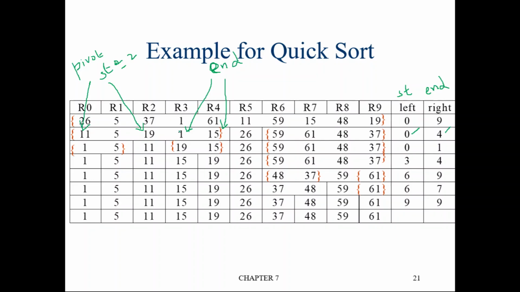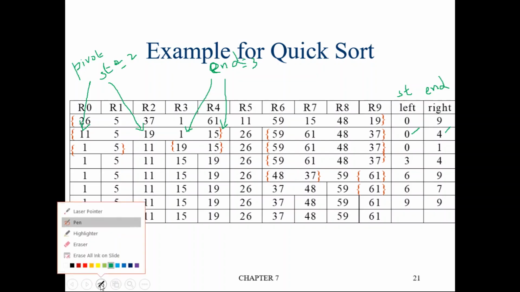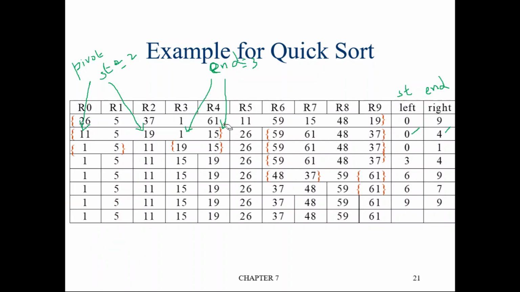Is this greater than the pivot element? No, it's not greater than the pivot element. So stop. So where will end point? End will point to 3. Previously end was pointing to 4, now end is pointing to 3. Okay. So now again you check whether start is less than end. Yes, start is less than end. Start is 2 and end is 3.